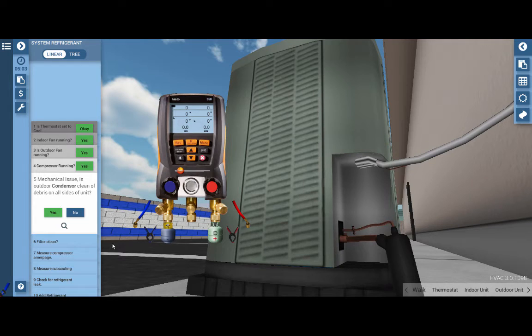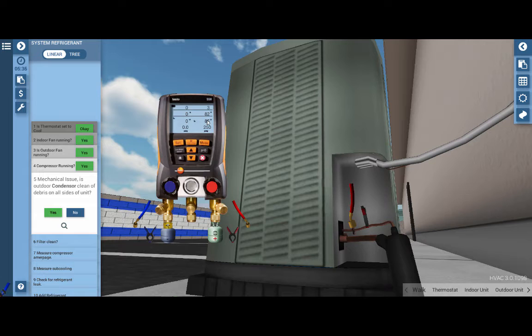So for this particular step, we don't really need to measure the low side pressure. We want to obtain the measured subcooling margin and compare it to the manufacturer's recommendation. So we're going to take the red hose and attach it to the liquid line service port right here, and we're also attaching the temperature probe at the same time. And what we can see here is we have 250 PSIG on the liquid line, which corresponds to an 85 degree saturation temperature or condensing temperature.